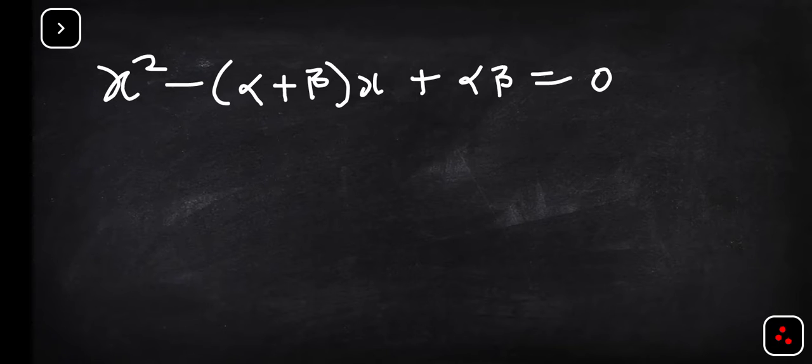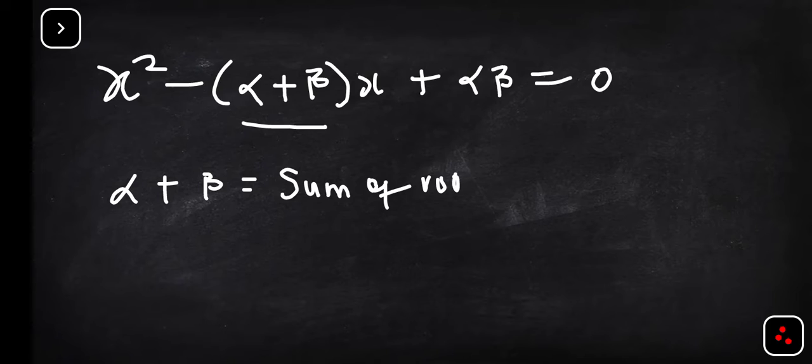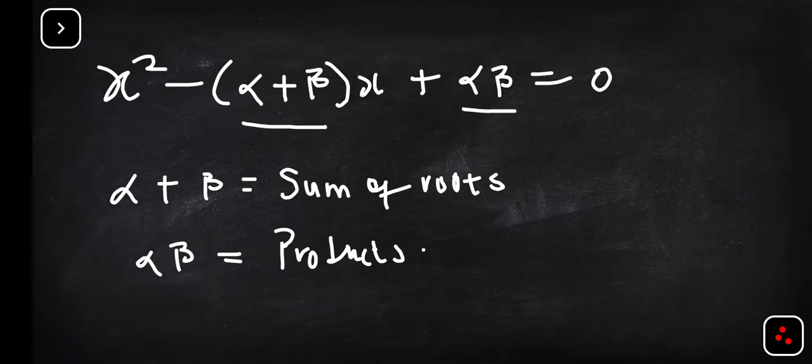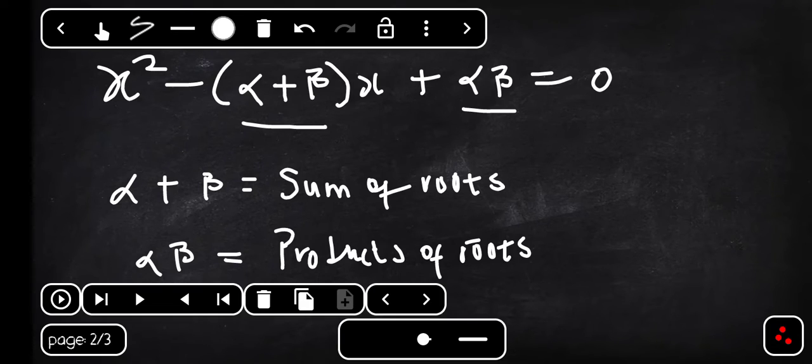This equation you see here is the equation that helps us to find a quadratic equation with given roots. Alpha plus beta is known as the sum of the two roots, so we'll write sum of roots. Alpha times beta is known as the product of the two roots. So if you're given roots of a quadratic equation, you just need to find the sum of roots and the product of roots. Now let's do a practical example.